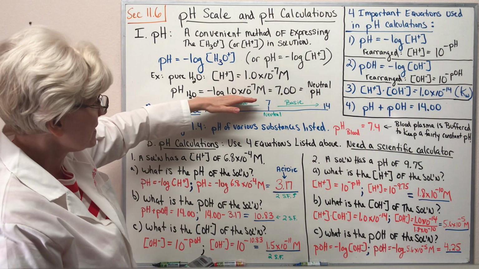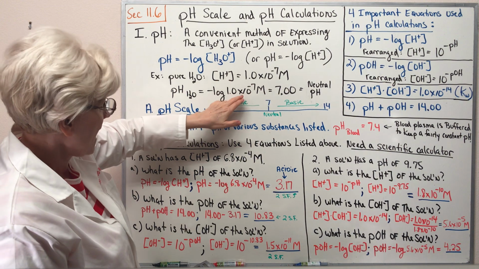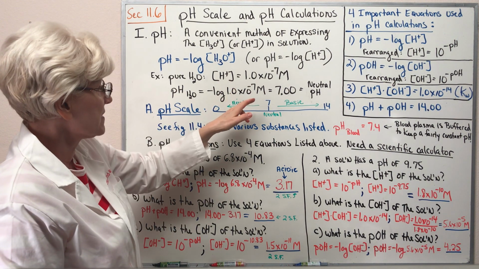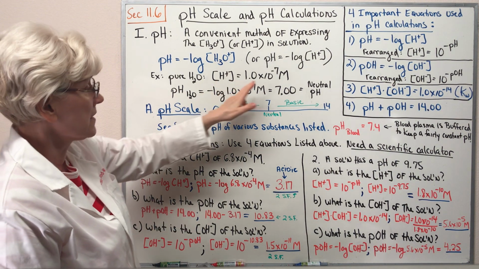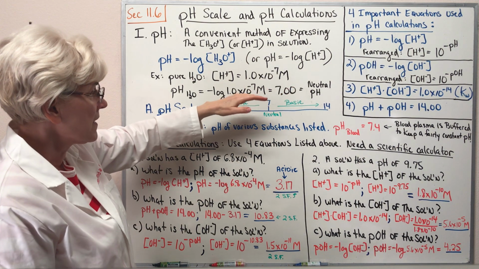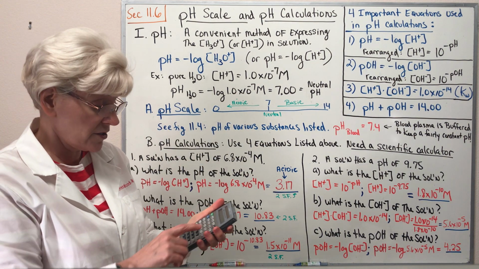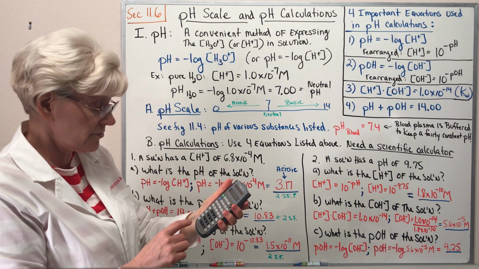It can be pretty easy to see that the answer is 7. 10 is raised to the power of negative 7, but it's a negative log, which makes it a positive 7. But even if that wasn't obvious, the calculator will do this calculation for you. How do you do that?